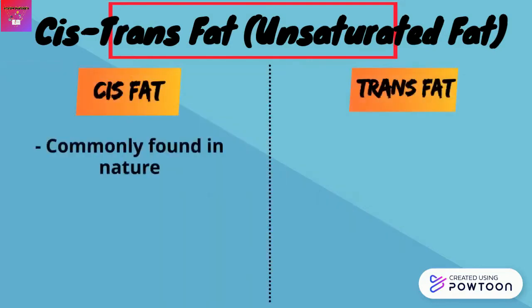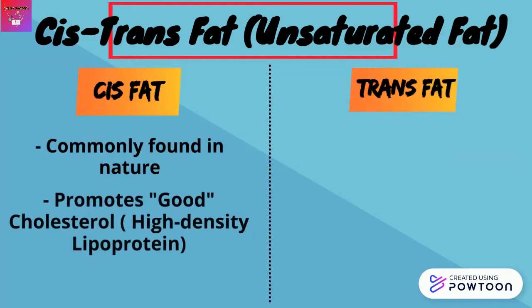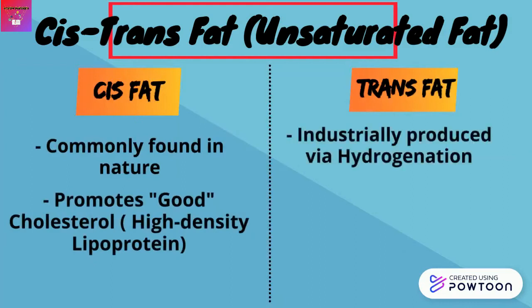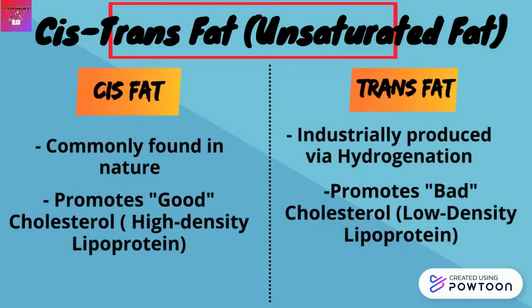The significant differences between cis fat and trans fat are that cis fat is commonly found in nature and also promotes good cholesterol, commonly known as high density lipoprotein, while trans fat needs to be industrially produced via a chemical process called hydrogenation and promotes bad cholesterol, or what we call low density lipoprotein.